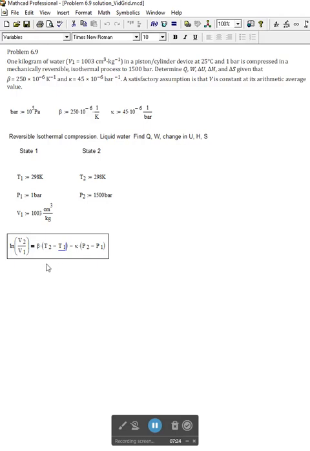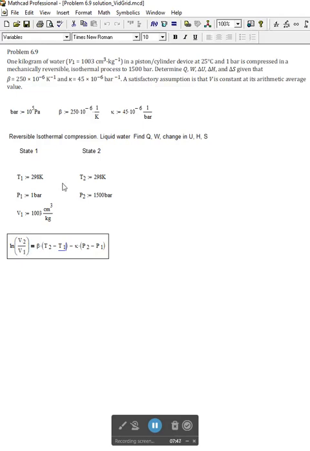Remember what we said, if it's an incompressible fluid, beta is 0, kappa is 0, there's no equation of state, right? But here we have finite values. You can see they're really small, but we have finite values of beta and kappa, and so we will have a change in volume in going from state 1 to state 2.